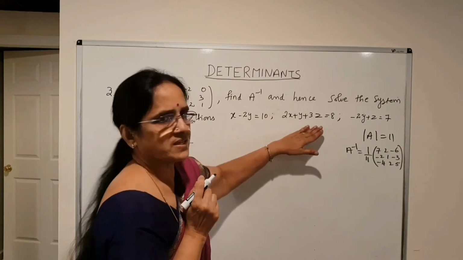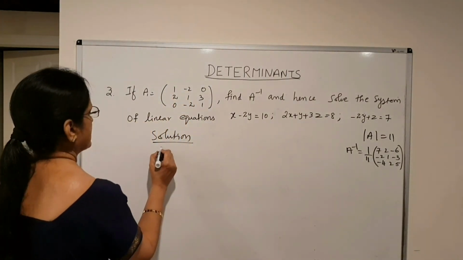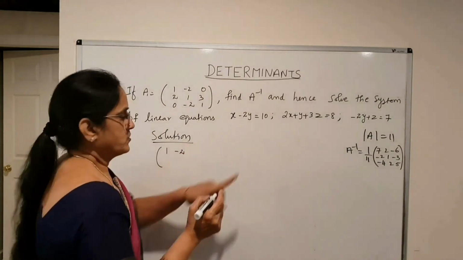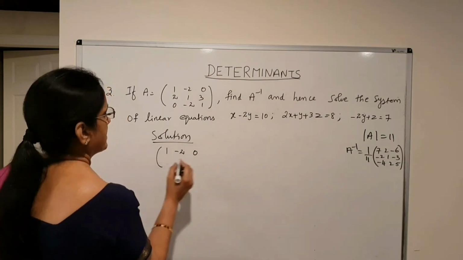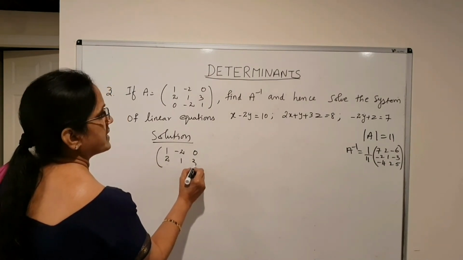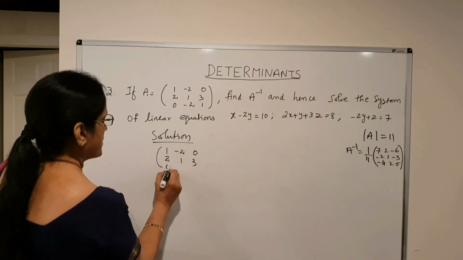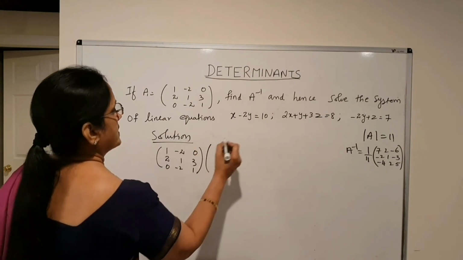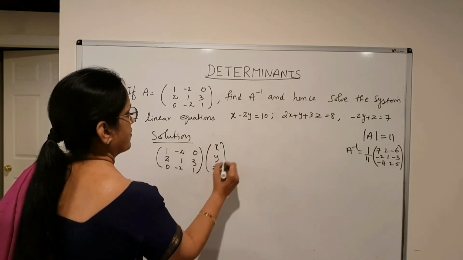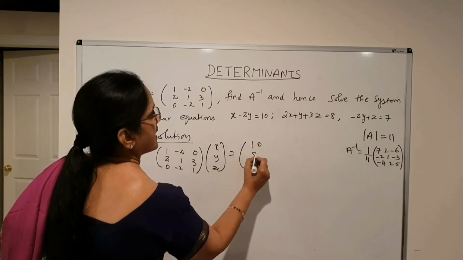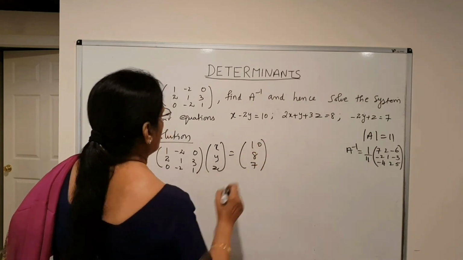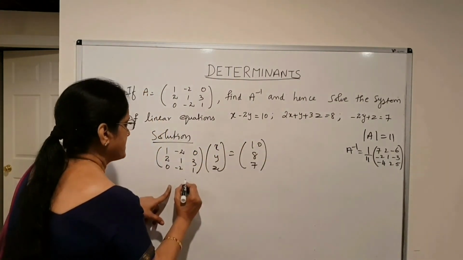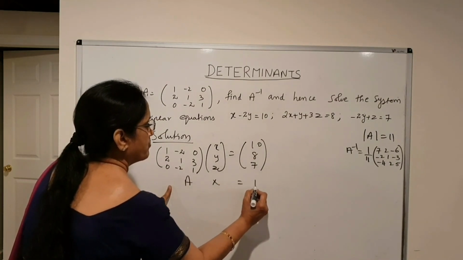Let me write these equations in matrix form. I will be getting 1, -2, and there is no z term, so you need to write over here 0. Then 2, 1, 3. There is no x term, so 0, -2, 1. Multiply with x, y, z, and I will be getting 10, 8, 7. If I multiply, I will be getting the same equations. I can write this as AX equal to B.